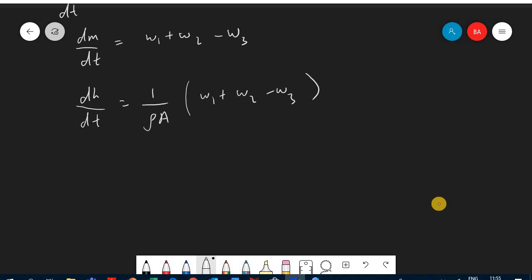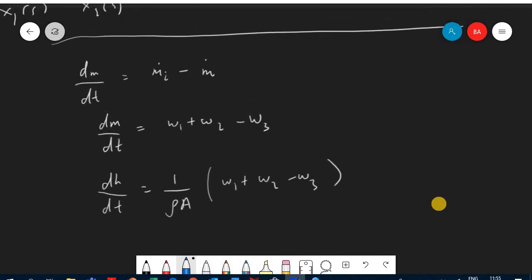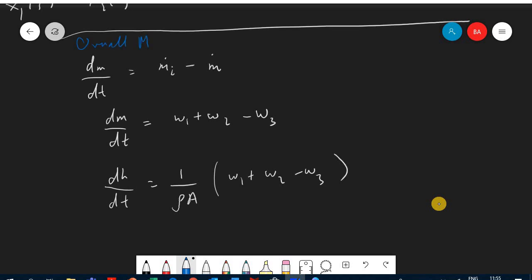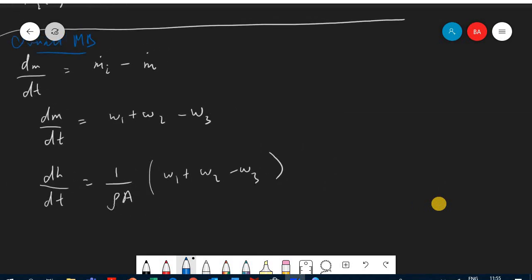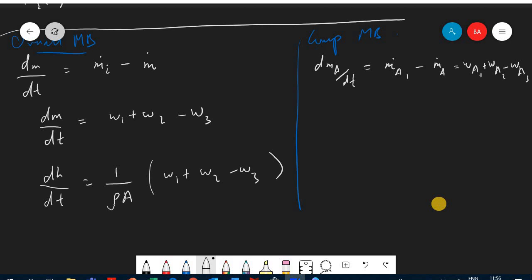Then we went to dmA by dt. We did the component mass balance. So this was the overall mass balance. Okay, if I can do the component mass balance just by the side here. So the component mass balance that we had done was like dmA by dt, rather than just m for the overall, will be how much is in and how much is out, which if I write this in terms of W, is WA1 plus WA2 minus WA3.